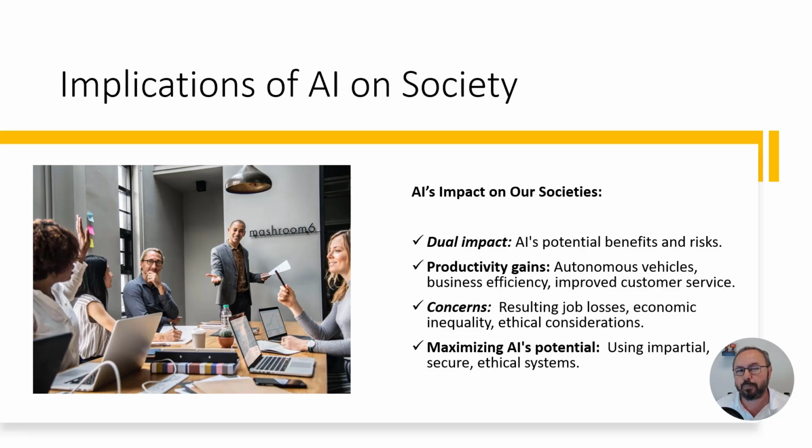Lastly, too, we want to maximize potential by using impartial, secure, ethical systems. So we don't want to program very specific political views, or historical facts that may not be facts, into responses or behaviors and patterns. These are things that can occur with AI if we don't have the right systems in place. So with that said, let's move on to the next lesson.